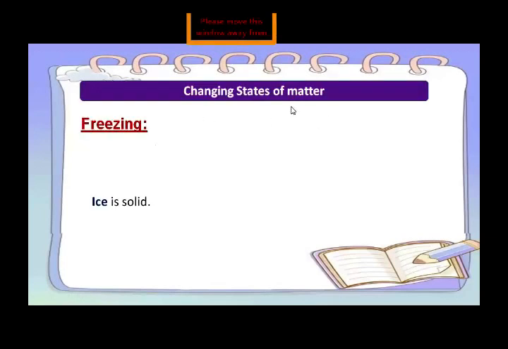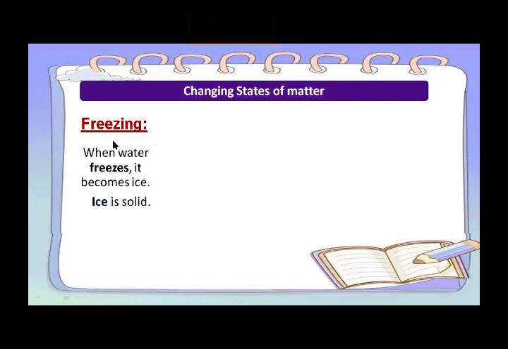Changing states of matter. We can change the state of matter by heating, melting, cooling, or freezing. So let's talk about freezing first. What is freezing? Do you know about the freezer? You put something in the freezer, what will happen next?